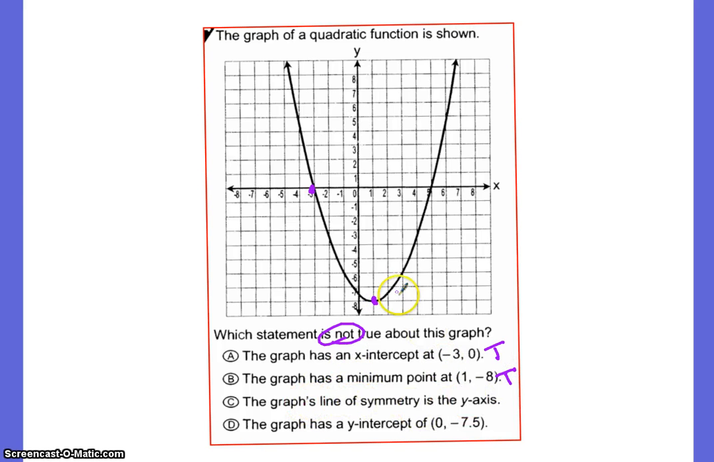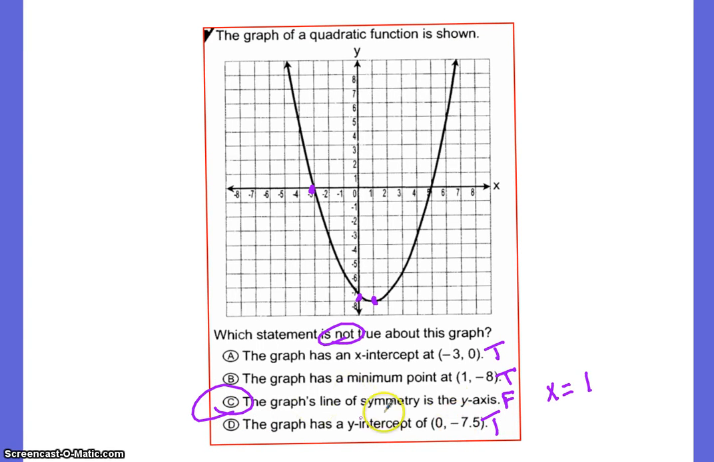Line of symmetry is the y-axis. That would be right here. Remember, our line of symmetry is always x is equal to the x value of your vertex, which here is 1. So that looks false to me. And it has a y-intercept of 0, negative 0.75. That looks true. So your answer is C.